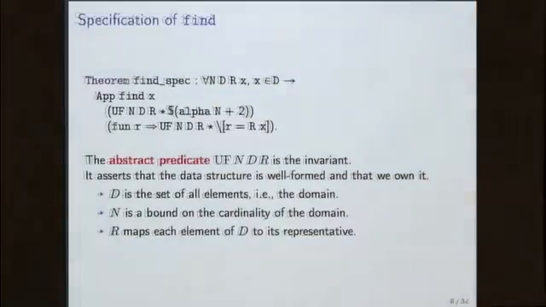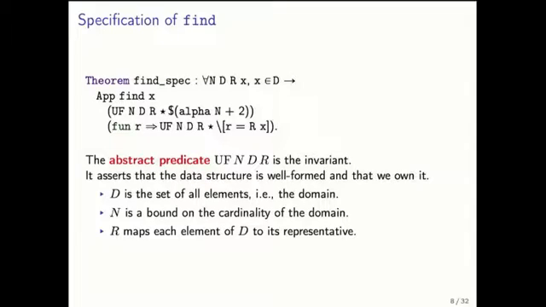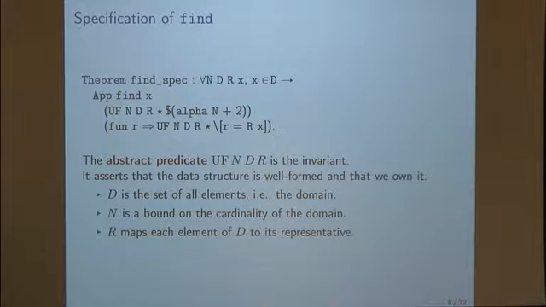So here indeed, because we don't have these data elements, what find does is just return the representative element. And that's what the specification says here. It says this thing will return an element R, such that R is the representative of X, and the union find data structure will still be well formed after that, and you will still be the unique owner of it.